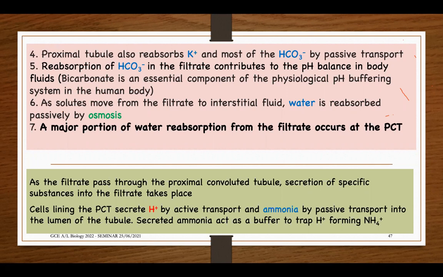Then drugs and toxins will also be actively secreted into the PCT. Drugs and toxins are not necessary. They have been identified as toxins and drugs by the liver, and then those things will also be removed through the kidneys. As a result of water reabsorption and secretion of different substances, the filtrate becomes more concentrated as it passes through the PCT. A lot of water is reabsorbed and some solutes are removed, so there's less water now in the urine that is about to form.